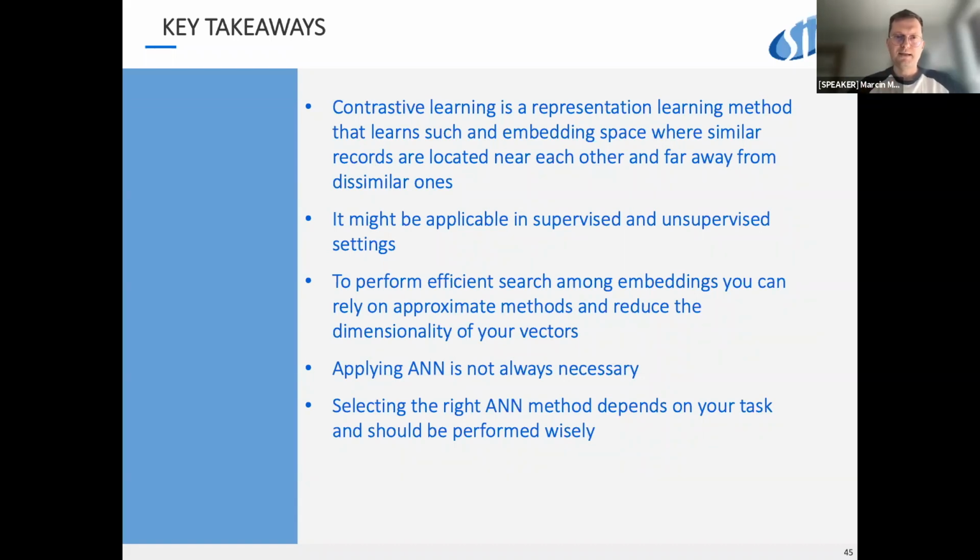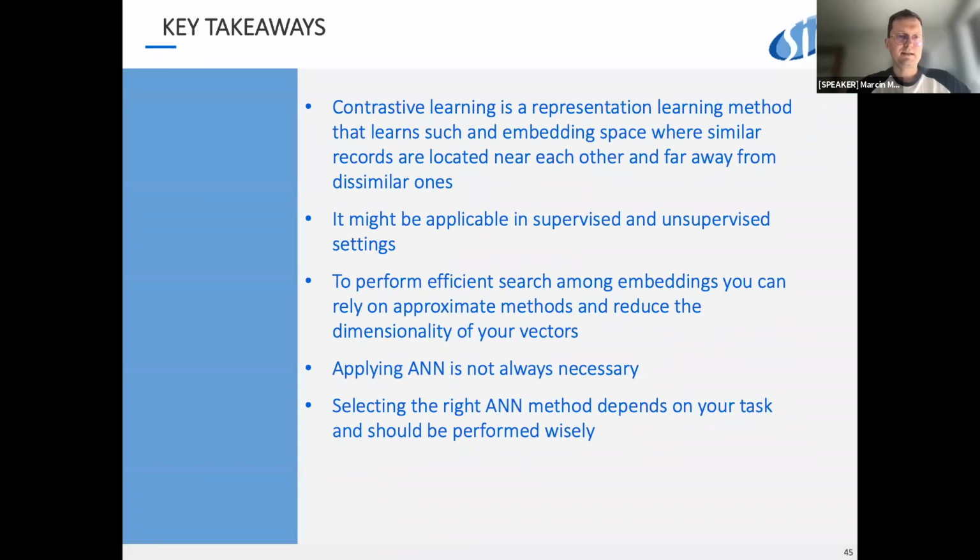To perform efficient search among such embeddings, you need to consider two factors. The first one is the number of records that you are about to search among. And the second one is the dimensionality of your vectors. To reduce the search space, you can apply approximate nearest neighbor search, but as you could see from our example, it's not always necessary because sometimes you can incorporate the domain knowledge to reduce the search space.